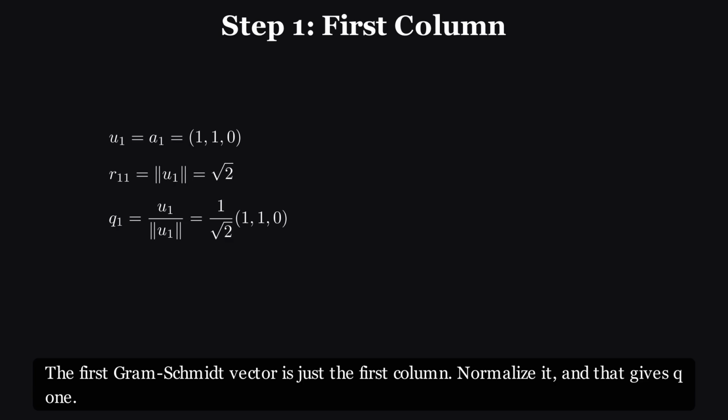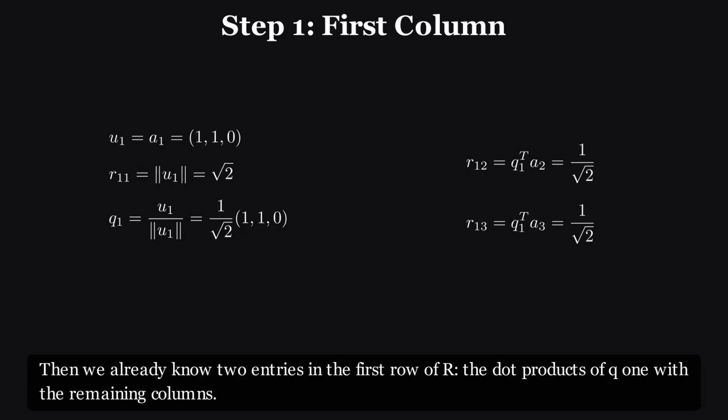The first Gram-Schmidt vector is just the first column. Normalize it, and that gives Q1. Then we already know two entries in the first row of R: the dot products of Q1 with the remaining columns.